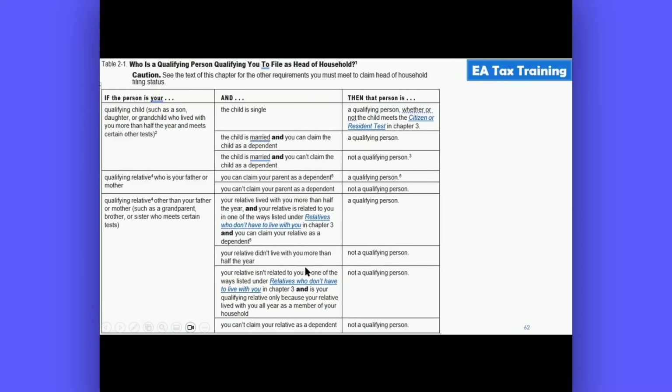These last 3 boxes here are actually redundant. They're saying the same thing that this box says. So first it says, if your relative did not live with you for more than half the year, then they're not a qualifying person. Well, we already said that up here. They have to have lived with you for more than half the year. Then it says, if they're not on that special list of relatives, then they don't qualify. Well, we already said they have to be on that special list. And then it says if you cannot claim them as a dependent, then they're not a qualifying person. But we already said that you have to be able to claim them as a dependent. So really just know what's in this top box here, and you will understand this third category. So those are the people who are considered a qualifying person for the head of household test. So if you meet all of the tests for head of household, then you get that special head of household status.